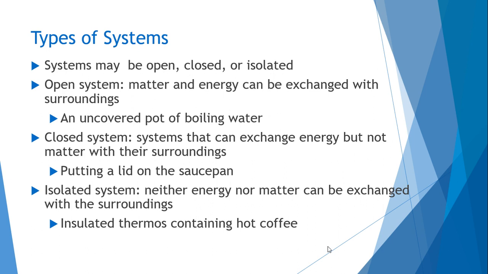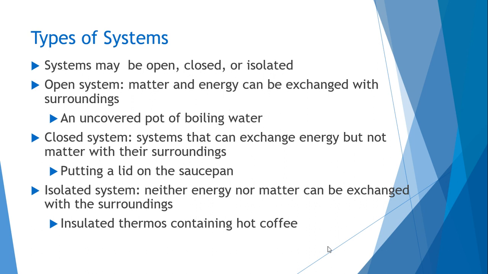A closed system, on the other hand, is where energy is still allowed to be exchanged, but matter is not. So this is like putting a lid on a saucepan with, let's say, pasta sauce being heated up. The lid must stay on in order to be a closed system. The pasta sauce isn't being exchanged, so matter's not being exchanged with the surroundings. However, energy still is. You can still heat up that sauce, it's still taking in the energy from the stove.